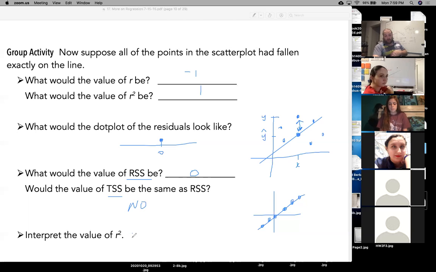Well, R squared would be equal to 1, first of all, if they're all on the line. And it says that 100% of the variation in the y values is due completely and utterly to my model of the relationship between the x values and the y values.